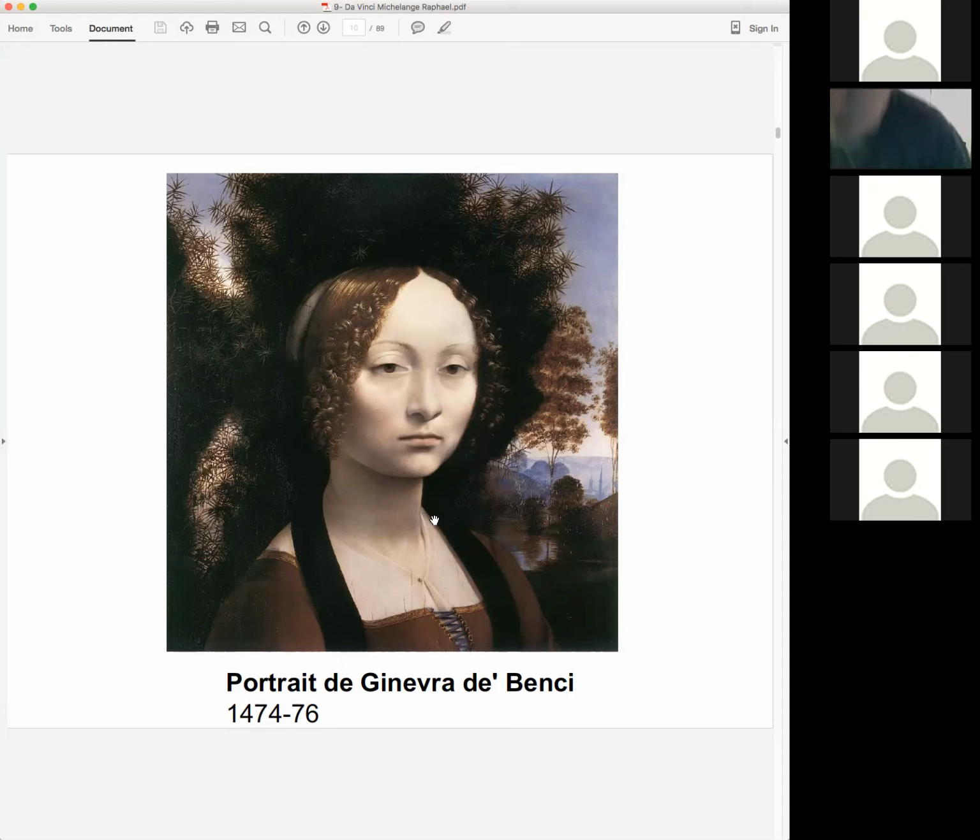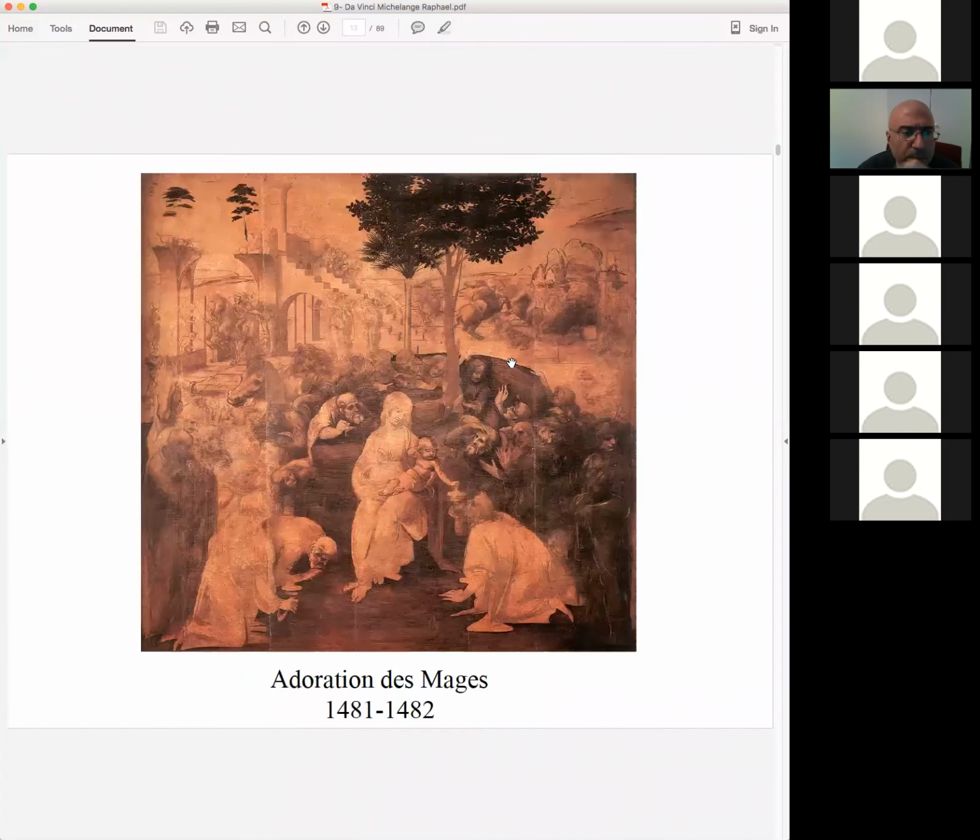What it does is increase the volume. That's one. Again, there is a second function to this chiaroscuro. Well, the second function is in terms of narrative. It helps the artist to tell the story.